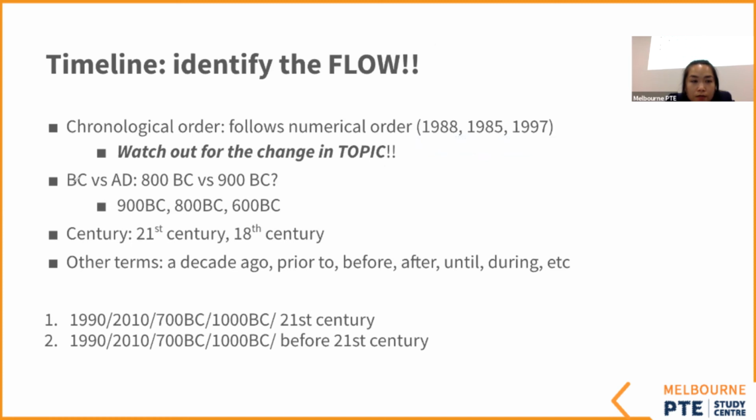Right. Next one. Between BC and AD. What does it mean by BC and what does it mean by AD? Before Christ. And AD is after death of Christ, right? But most of the time you don't see AD because AD is a normal number like this one we call AD, right? But for BC, they always put BC after the number.